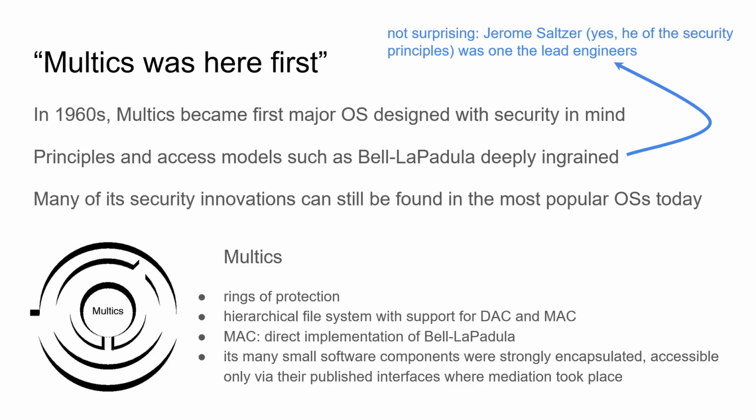Moreover, Multics was constructed out of many small software components that were all strongly encapsulated and isolated, and mutually accessible only via published interfaces where all the mediation took place, adhering to the security principles that I alluded to earlier, the Saltzer and Schroeder security principles. Since Multics did this first, and although Multics was not very successful, all of these principles and all of these ideas are now found in all of our modern operating systems.